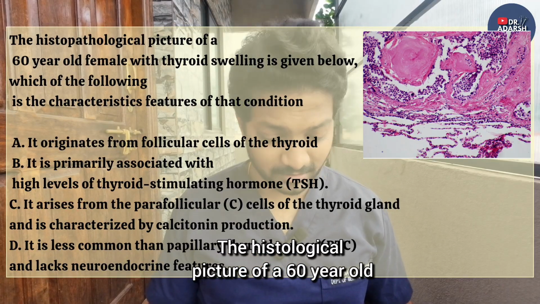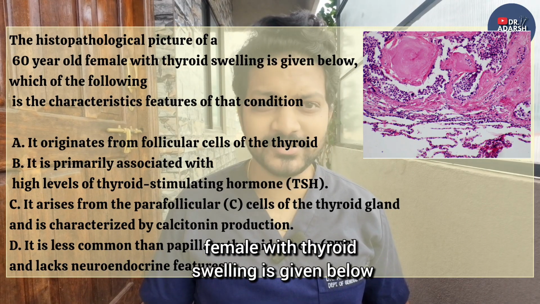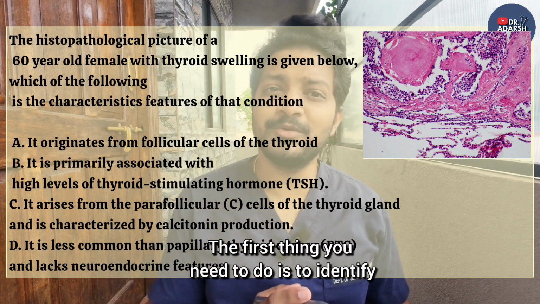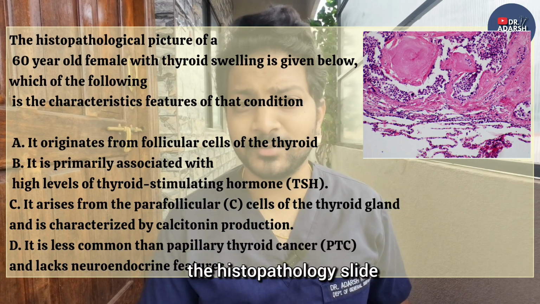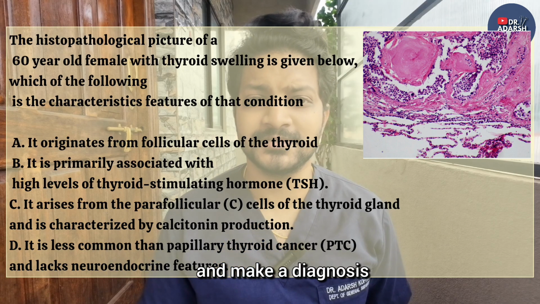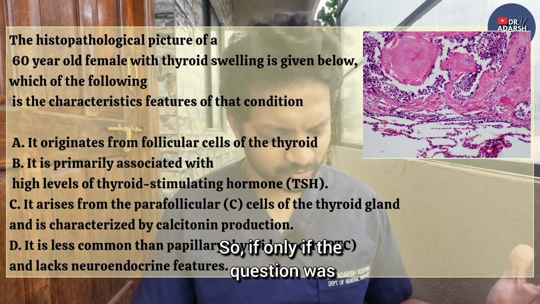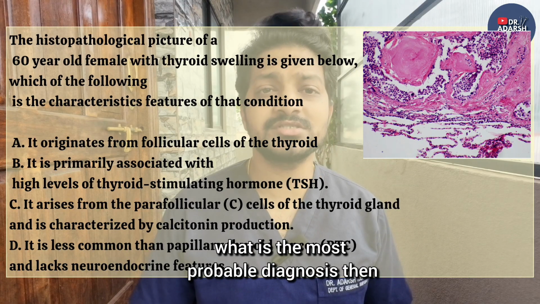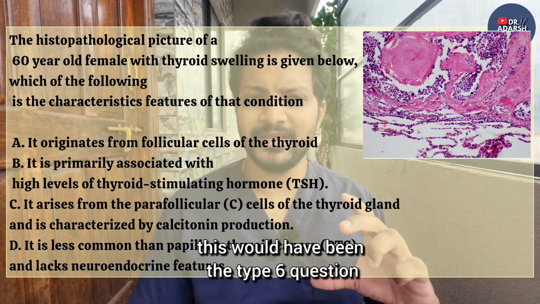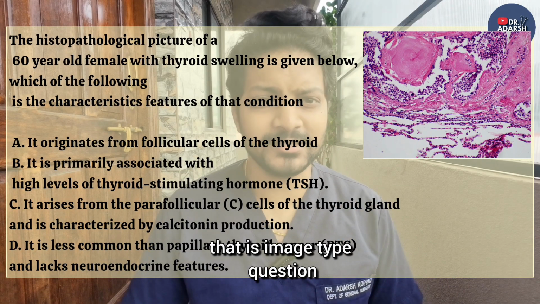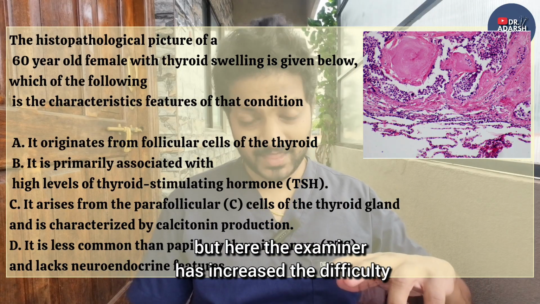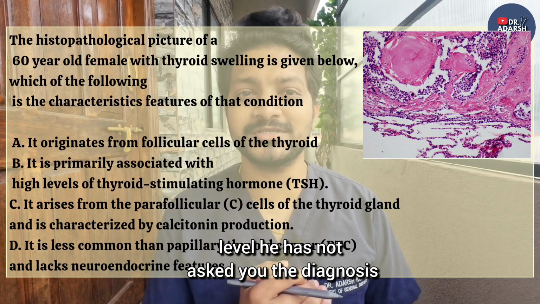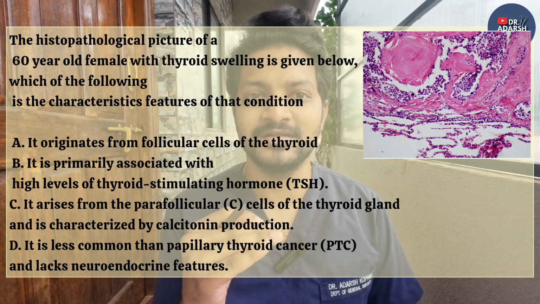The histological picture of a 60-year-old female with thyroid swelling is given below. Which of the following is a characteristic feature of the given condition? The first thing you need to do is to identify the histopathology slide and make a diagnosis. So if the question was, the histopathological picture is given, what is the most probable diagnosis, then this would have been the type 6 question, that is image type question. But here the examiner has increased the difficulty level. He has not asked you the diagnosis, he has asked you to identify the feature of the condition.